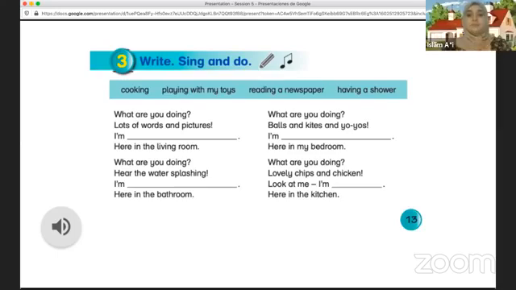Playing with my toys. Now let's see the third one. Reading a newspaper. Reading a newspaper. Excellent. The last one is having a shower. Having a shower. Excellent, excellent. Thank you, Elena. You did very well.